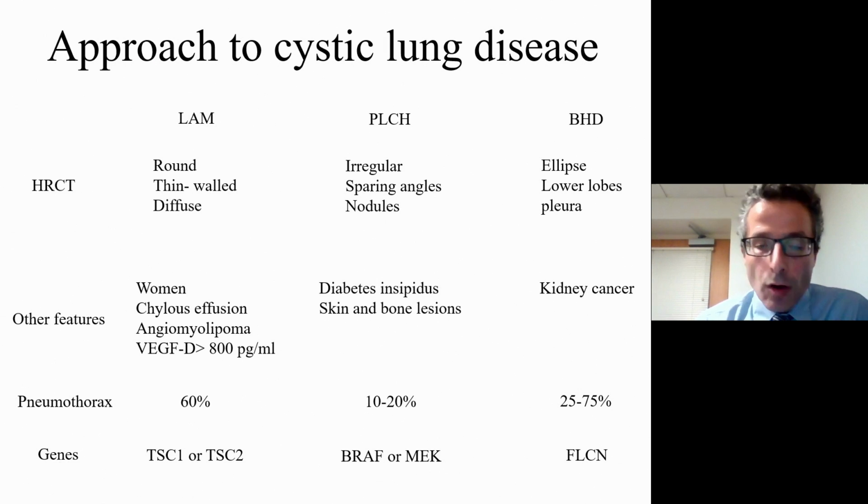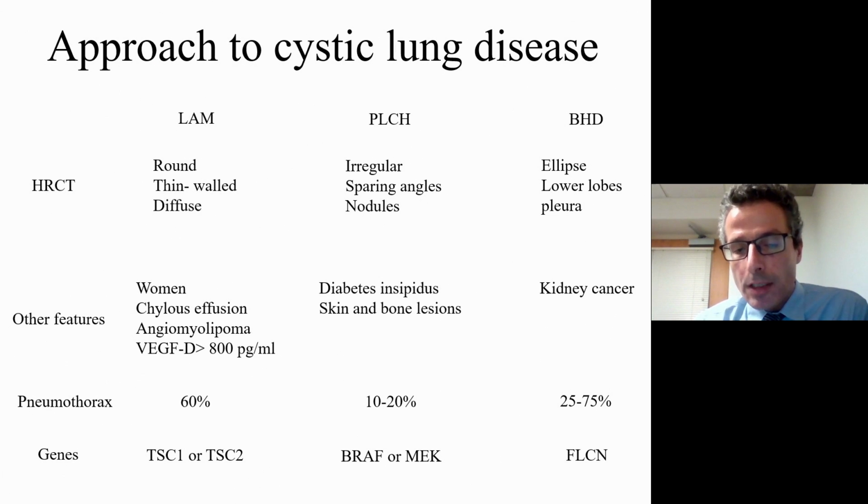Now, in LAM, it's almost universally women. If you see a man with LAM, you probably should be looking for the tuberous sclerosis complex, but it's incredibly unusual. Chylous effusion, the angiomyolipomas, and the VEGF-D levels greater than 800. In LCH, if you have diffuse LCH, then you have multisystem disease, then you can have diabetes insipidus, the skin lesions, and some bone lesions. In BHD is kidney cancer, malignant kidney tumors. The rate of pneumothorax is about the same between BHD and LAM, and in LCH about 20% as far as we can tell.